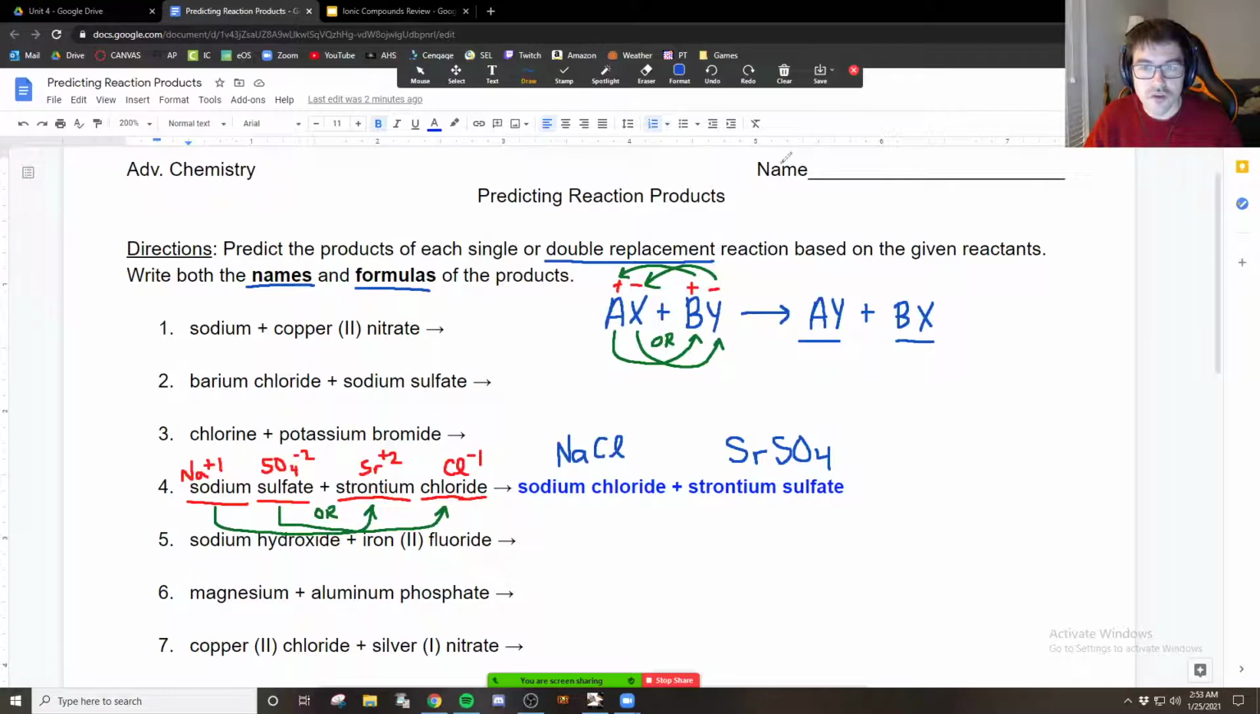Okay? So just to do a little bit of a recap here, figure out if you have a single or double replacement reaction. Think about what that looks like. You're always going to be swapping plus for plus or minus for minus. Okay? Determine the charges on your different components. Okay? Sodium was +1, sulfate was -2, strontium was +2, chlorine was -1.